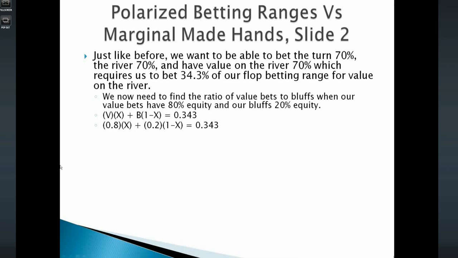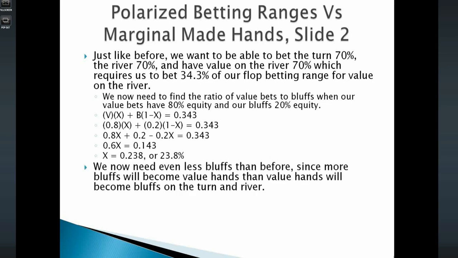Then our bluffs have 20% equity, so we have 0.2, and then we have the bluffs 1 minus x. And total, we need to be betting all three streets 0.343 or 34.3% of the time. So now we simply solve for x. We get 0.8x plus 0.2 minus 0.2x equals 0.343. And then through the magic of algebra, we're left with x equals 0.238 or 23.8%.